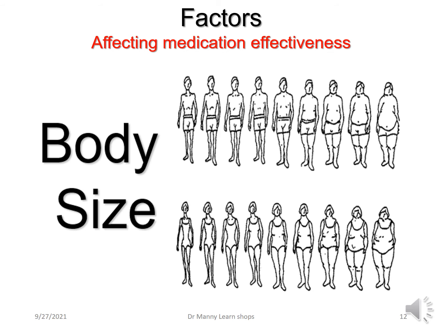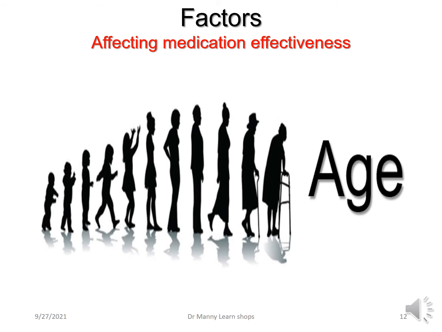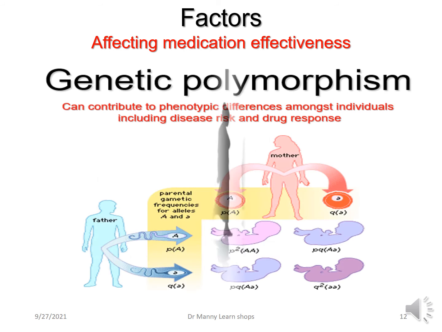What are some of the factors that affect medication effectiveness? Well, the first is your body size, your age. Look, when you get older, things become less effective, such as your kidneys and your liver, and excretion or elimination may take longer. When you're younger, your metabolic rate is higher, so therefore medication may be eliminated earlier. You've got genetic polymorphism, which basically says that it contributes to your specific genetics or phenotype, and this can be related to drug responses.